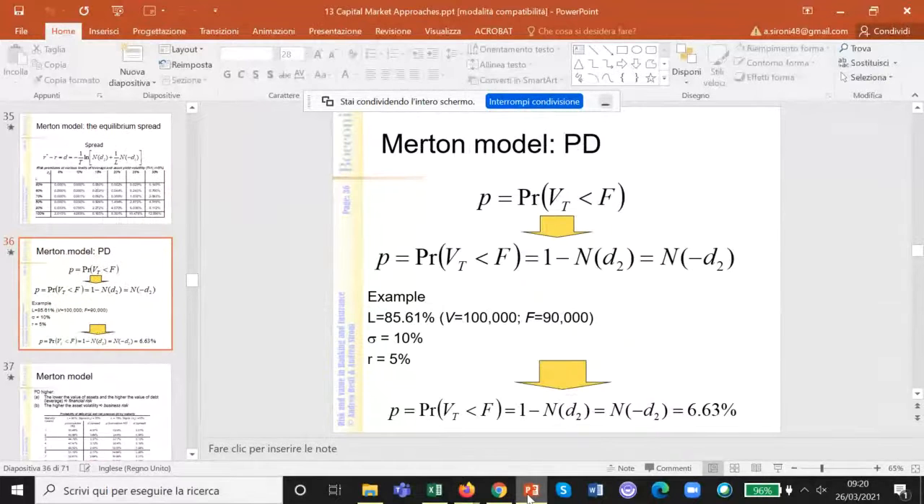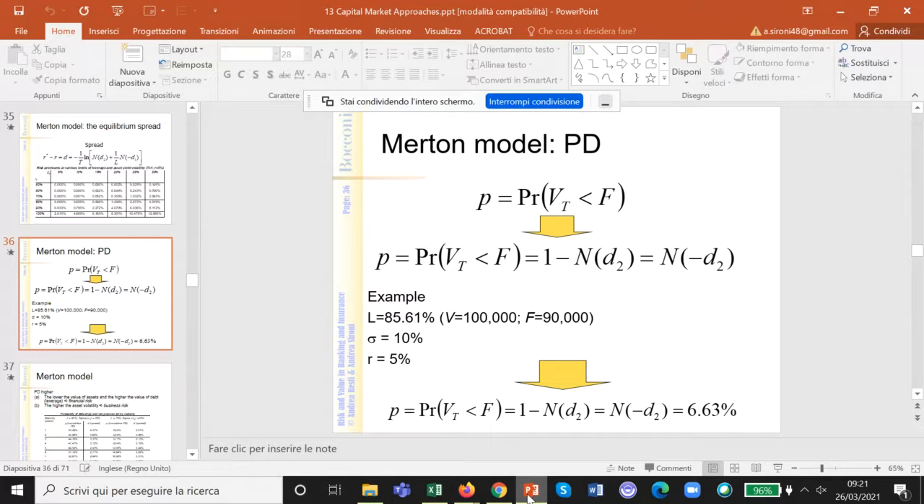Plus, we can compute the probability of default. But what is the probability of default in this framework? Well, basically, the probability of default is the probability that the value of the assets at maturity is lower than the face value of debt, but that is the probability that the option gets exercised. And we can compute the probability of the option being exercised, which is 1 minus MD2.